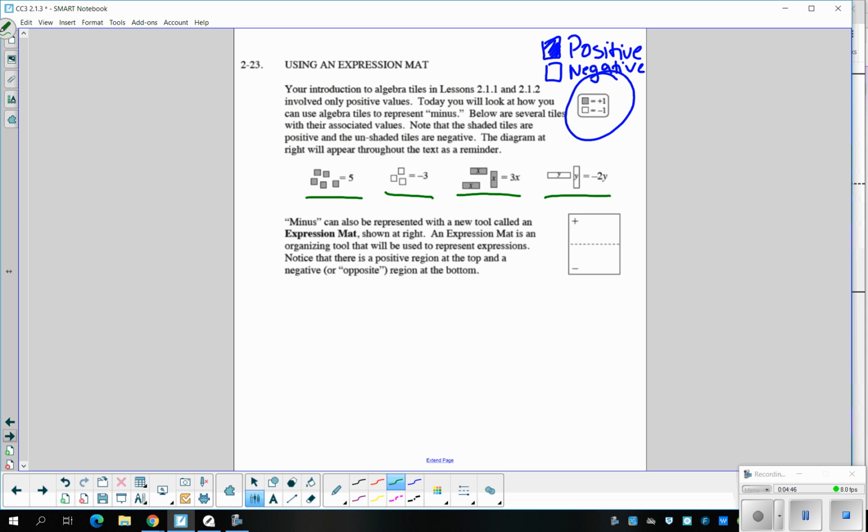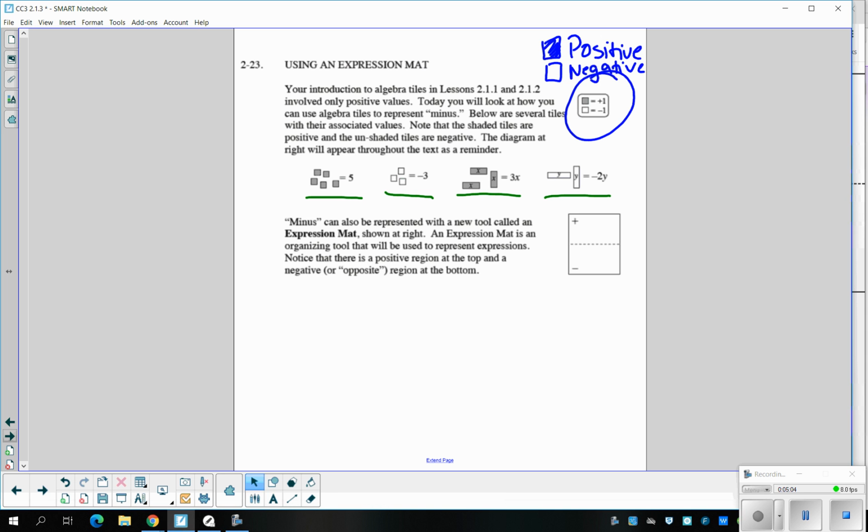So the other way that we can represent this, without having the red side and the colored side or the black and white, is by using something called an expression mat. So the expression mat is going to be a way that we can show some different equivalent expressions.